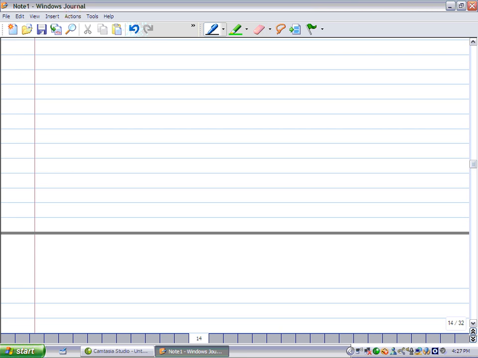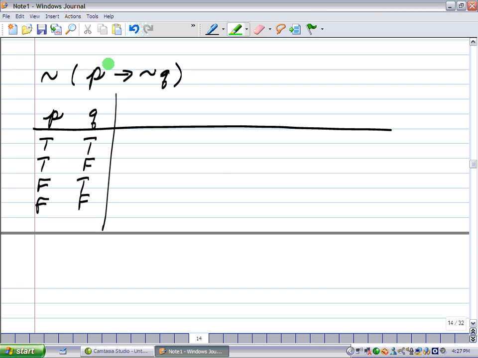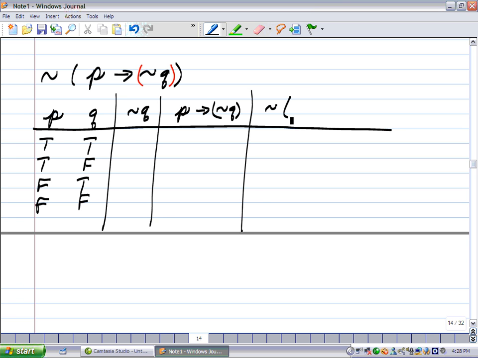Let's try another example. How about not P implies not Q. Again, I only have two letters, P and Q. So true, true, false, false, and then true, false, true, false. What's the order we're going to work this out? We've got to start inside the parentheses, following the precedence in the order of operations. Which one's first? The not Q is first. After the not Q, I go up to the next parenthesis, P implies not Q. And then finally, not P implies not Q.